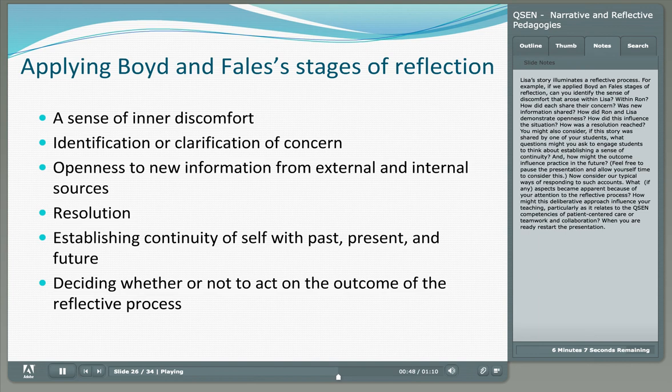Now consider our typical ways of responding to such accounts. What aspects become apparent because of your attention to the reflective process? How might this deliberative approach influence your teaching, particularly as it relates to the QSEN competencies of patient-centered care, or teamwork and collaboration?